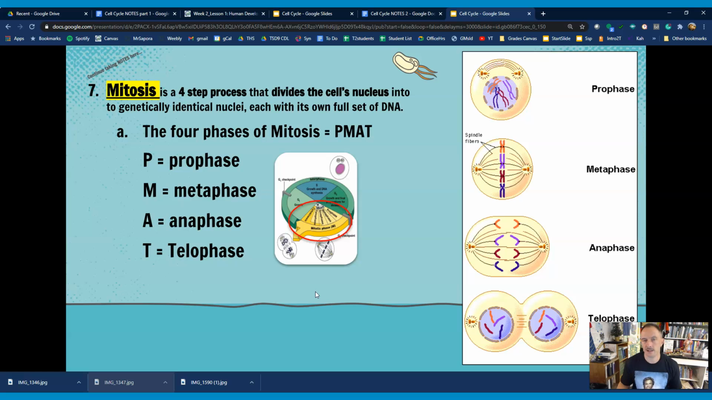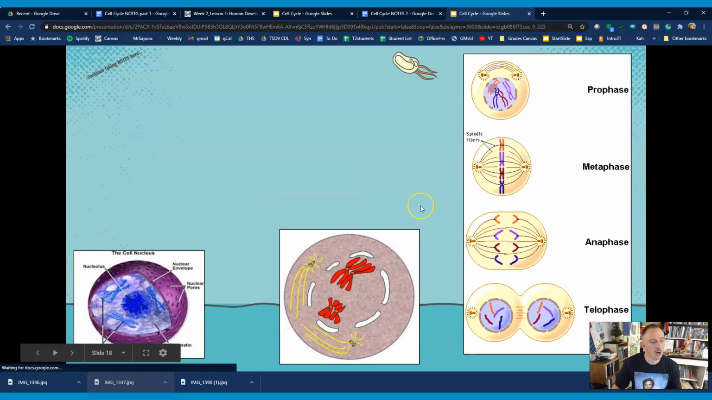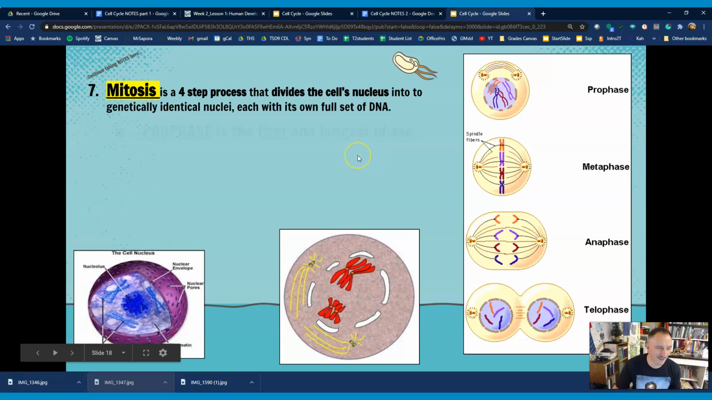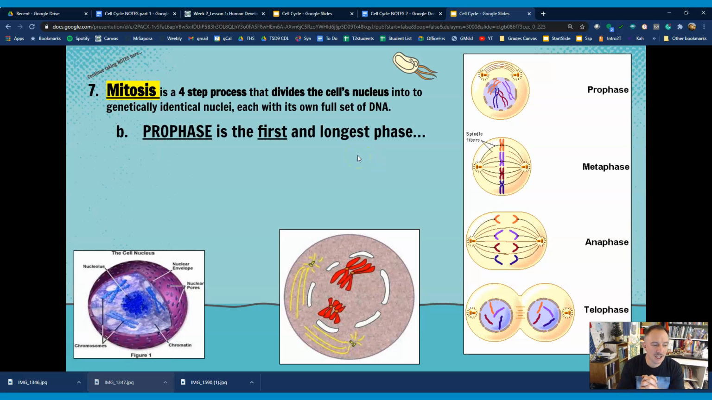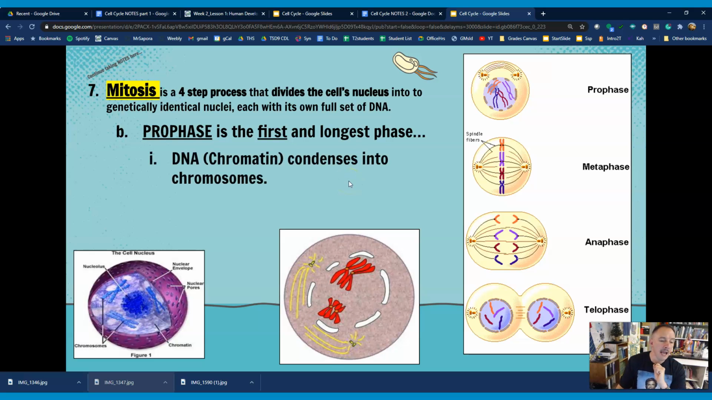PMAT. Remember that. Okay, so the first step is prophase. This is the longest stage of mitosis. This is where the DNA condenses into chromosomes. So the DNA has been copied, and we have in us long strands of DNA inside our nucleus. We have 23 pairs of these strands of DNA that we get from our parents.